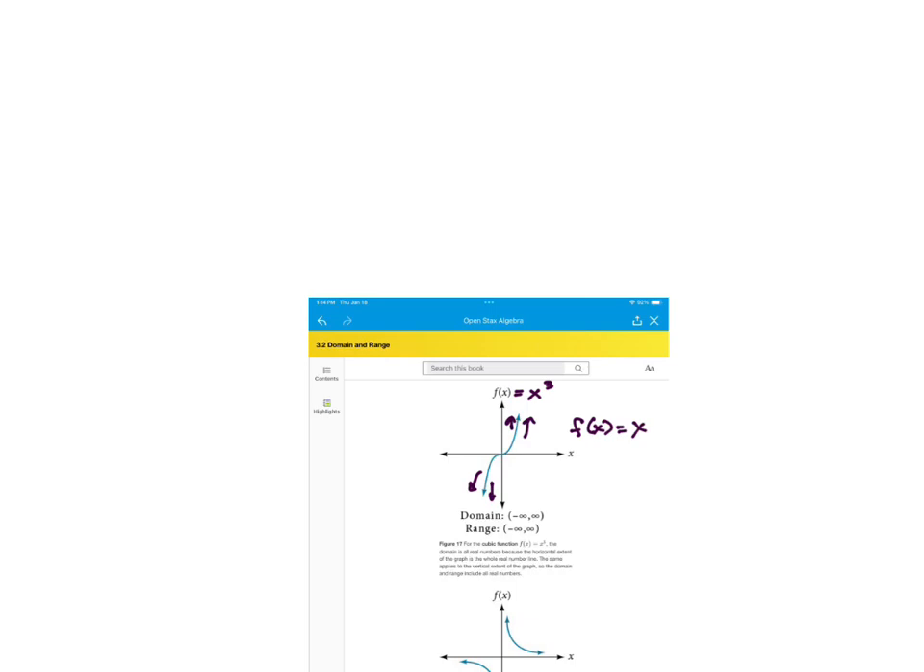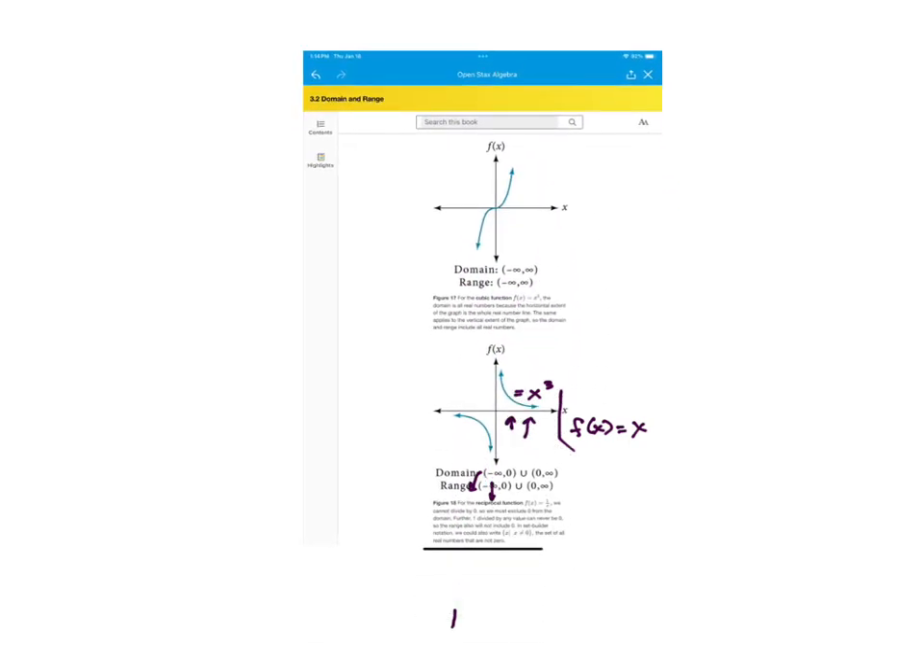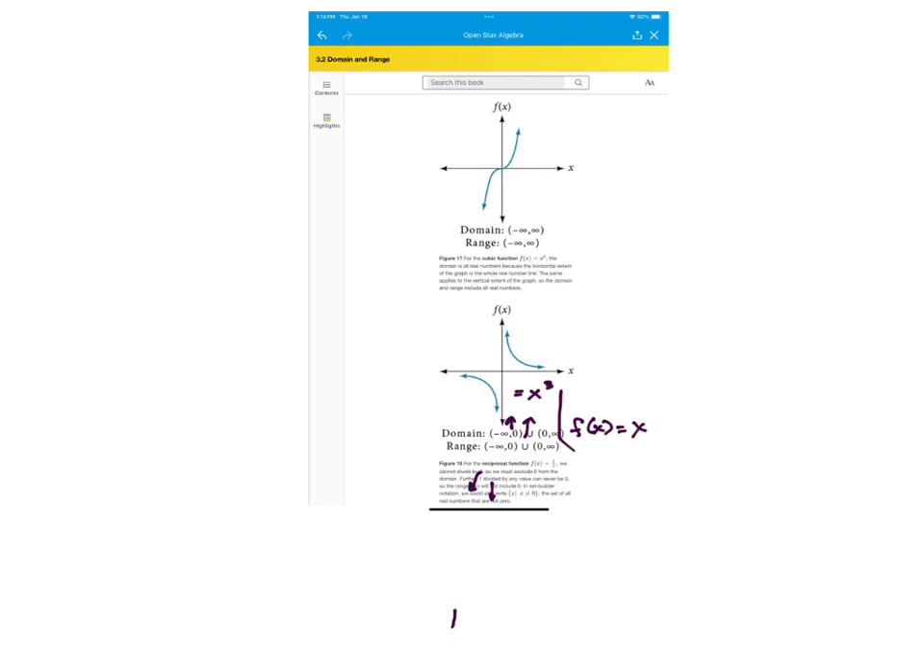Okay. How about this one? What's this one called? Oh. Y'all know this one? Reciprocal function. Now, look. This is getting better. There's our reciprocal function.